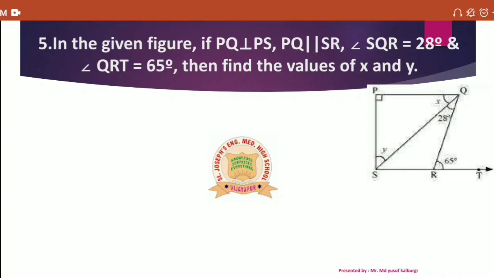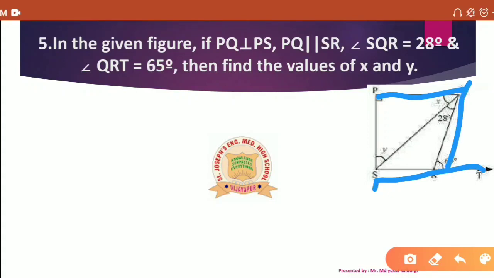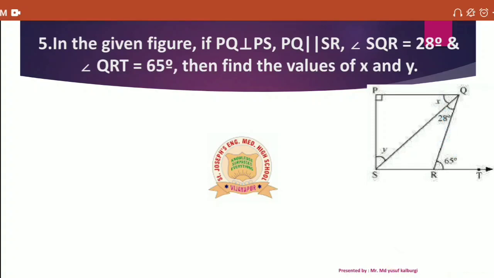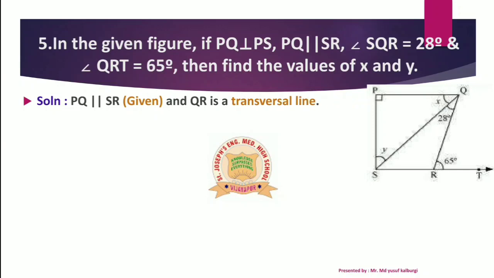Just observe here, PQ is parallel to SR, or you can take ST. If PQ is parallel to SR, then QR becomes a transversal line. It is cutting two parallel lines. You can just observe that for these two parallel lines, this line is cutting. If this line is cutting, then you are going to see that their alternate angles are equal. So let us begin with the first step. PQ is parallel to SR given, and QR is transversal.